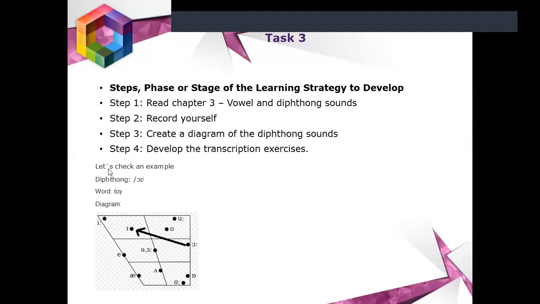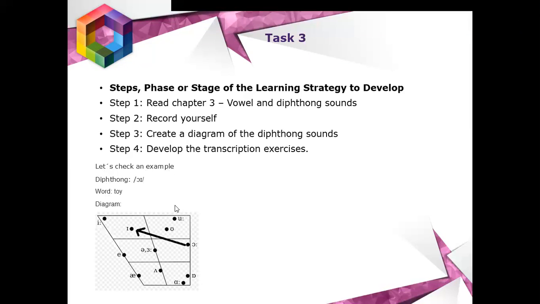For instance, let's check an example. Diphthong O that is in the word toy. So you have to mark the movement of the diphthong, okay? What is a diphthong? A diphthong is a combination of 2 vowel sounds, okay?